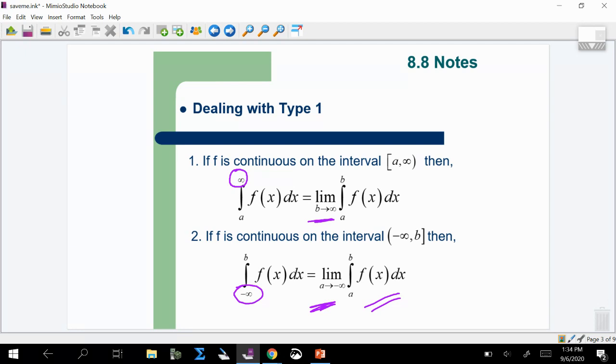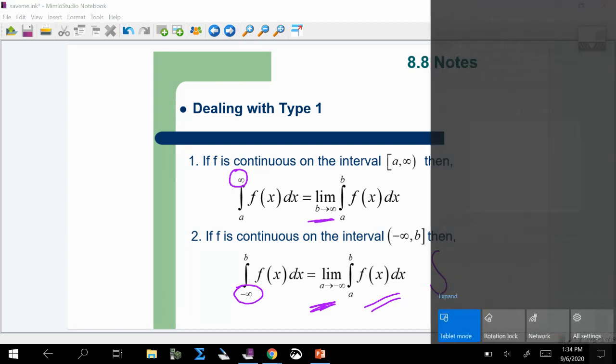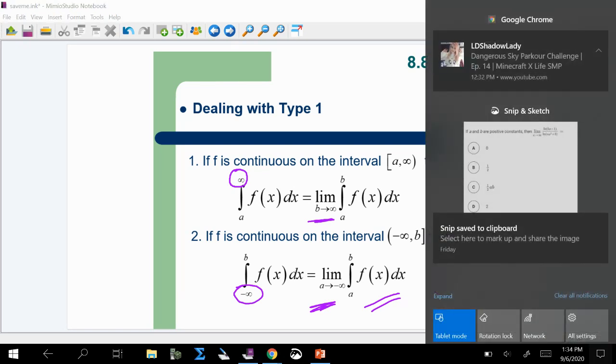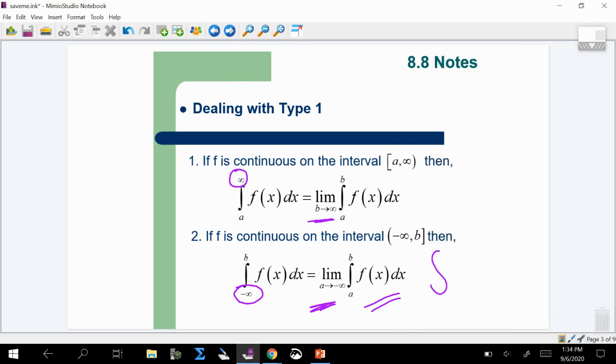So you might have something like this. It may say, I want to integrate from 5 to infinity of 1 over x. And then your fix would be, I'm going to take the limit as b goes to infinity and write it as the integral from 5 to b. So that's how we're going to rewrite these improper integrals in limit notation.